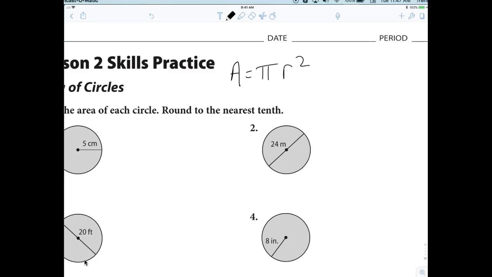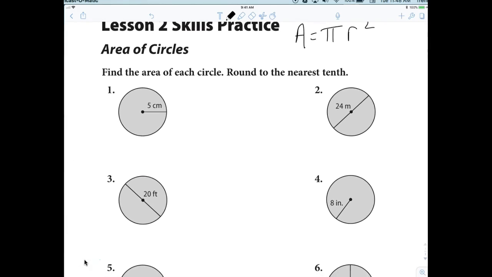Now, again, you can do pi times r times r, but we're smart. Does everybody know the x squared button on the calculator? That takes care of that. Everybody with me? Yeah. All right. So now we have to practice with our calculator right now. All right. So number one, again, we're writing down the formula. So you write A equals pi r squared.